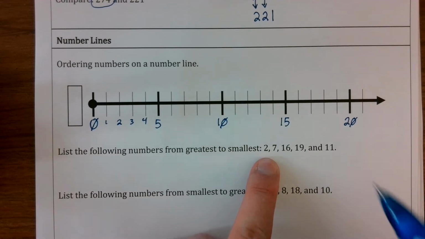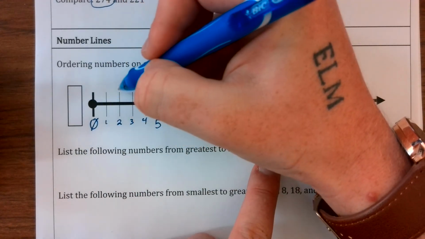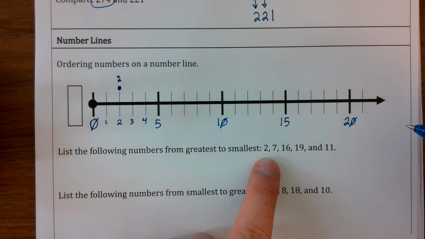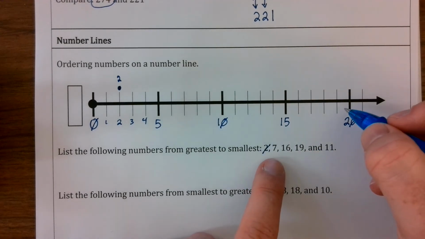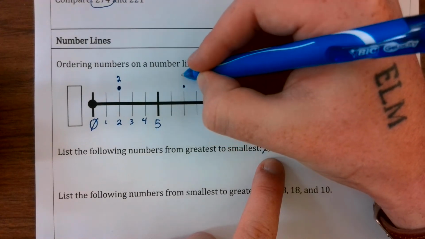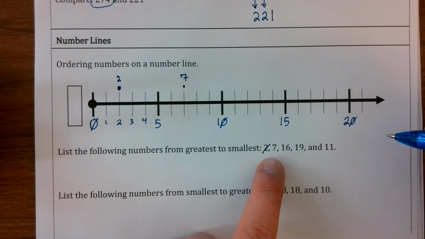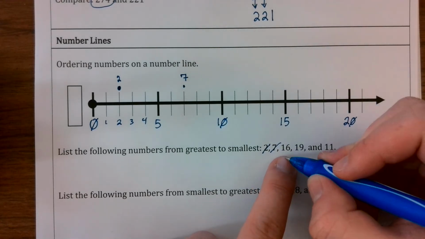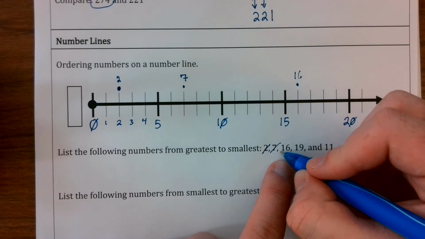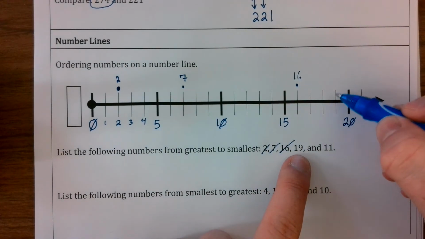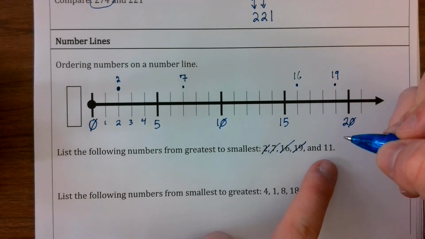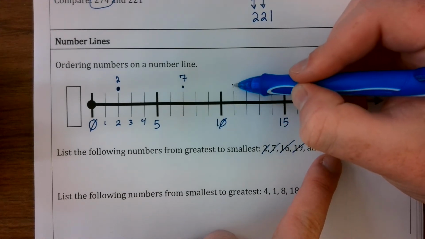So 2, it's going to go 1, 2. Going to put a dot. 2. I'm going to cross it off because we labeled it. Next is 7, 5, 6, 7. So I'm going to put a dot, put a 7. Crossed off because we're done with it. 16, 15, 16. I'm going to put a dot. 19, 20, 19. I'm going to go backwards one there. There's 19. And lastly, we have 11. So 10, 11.